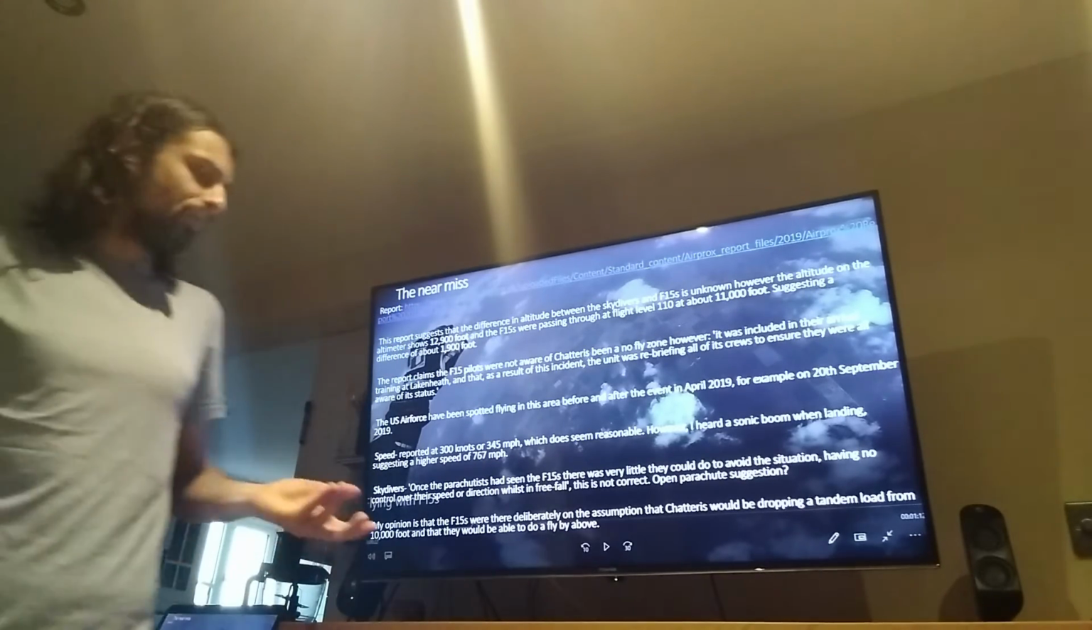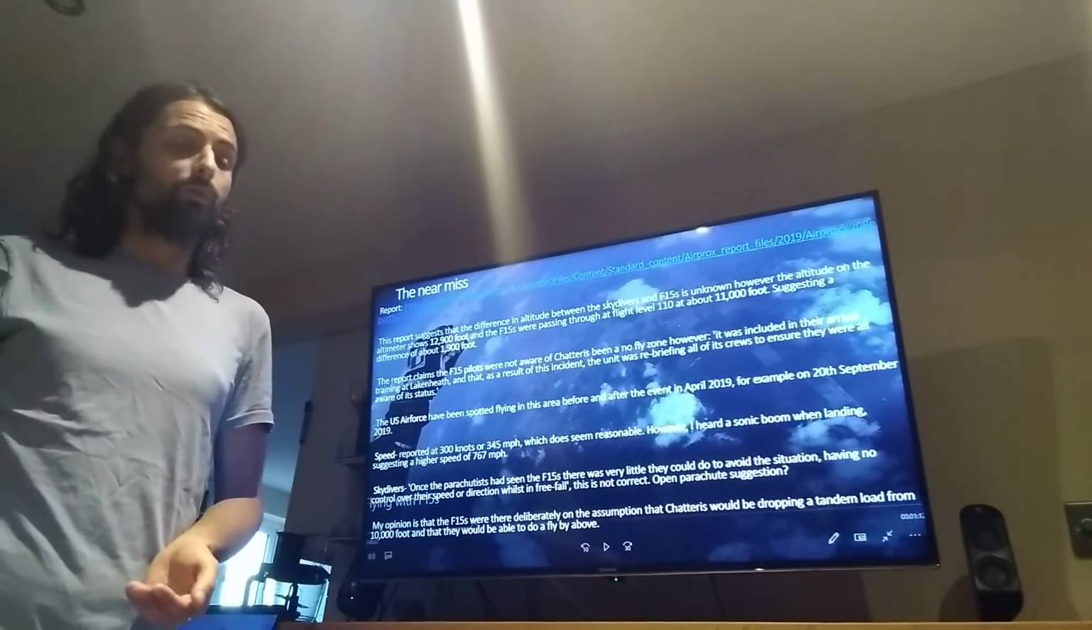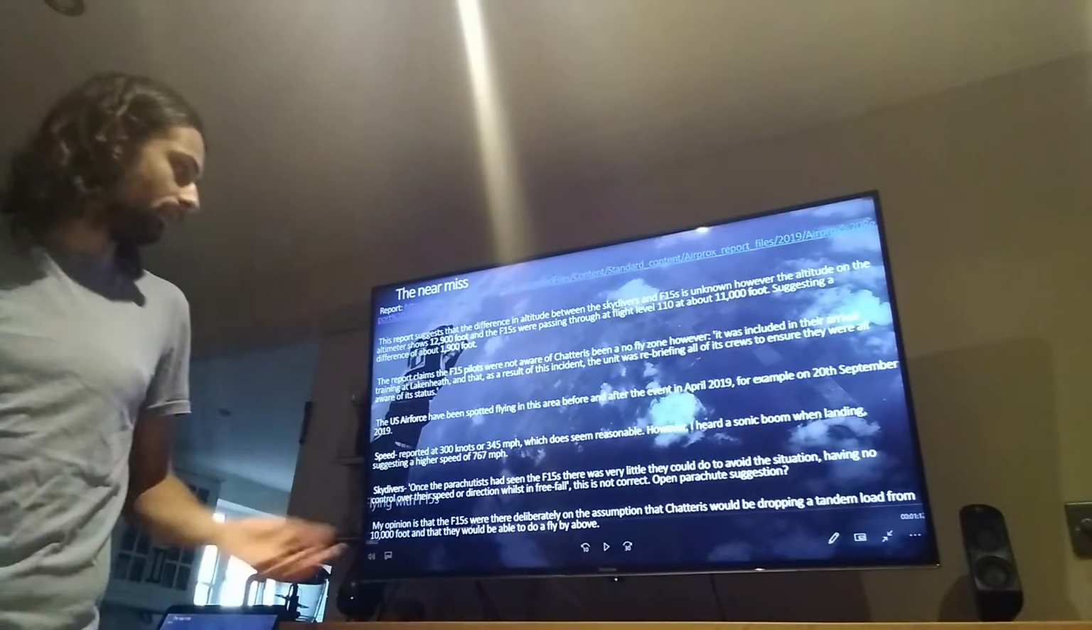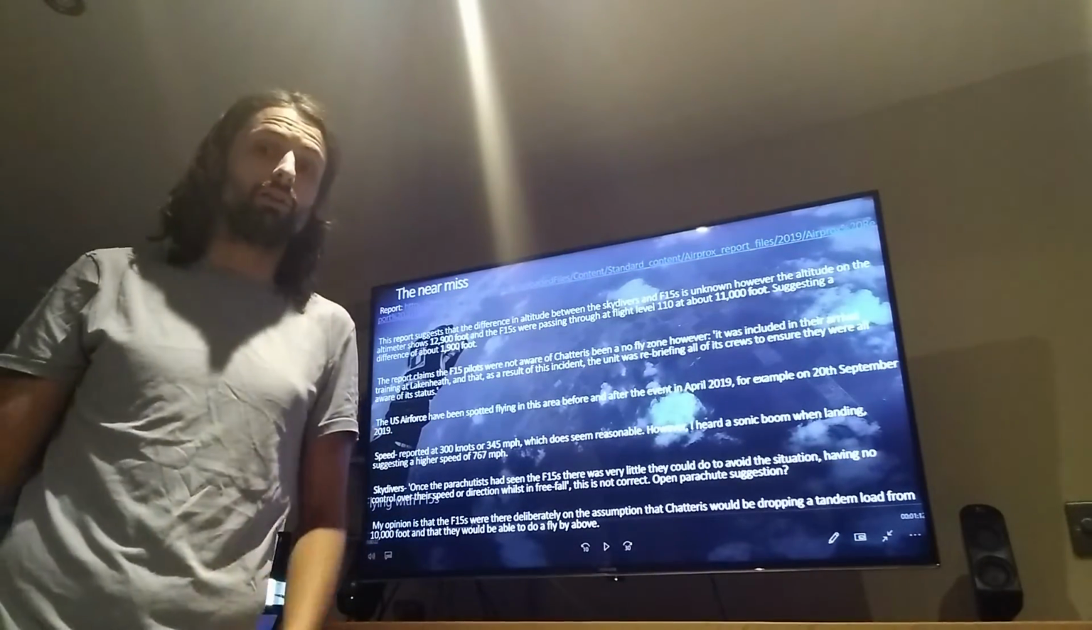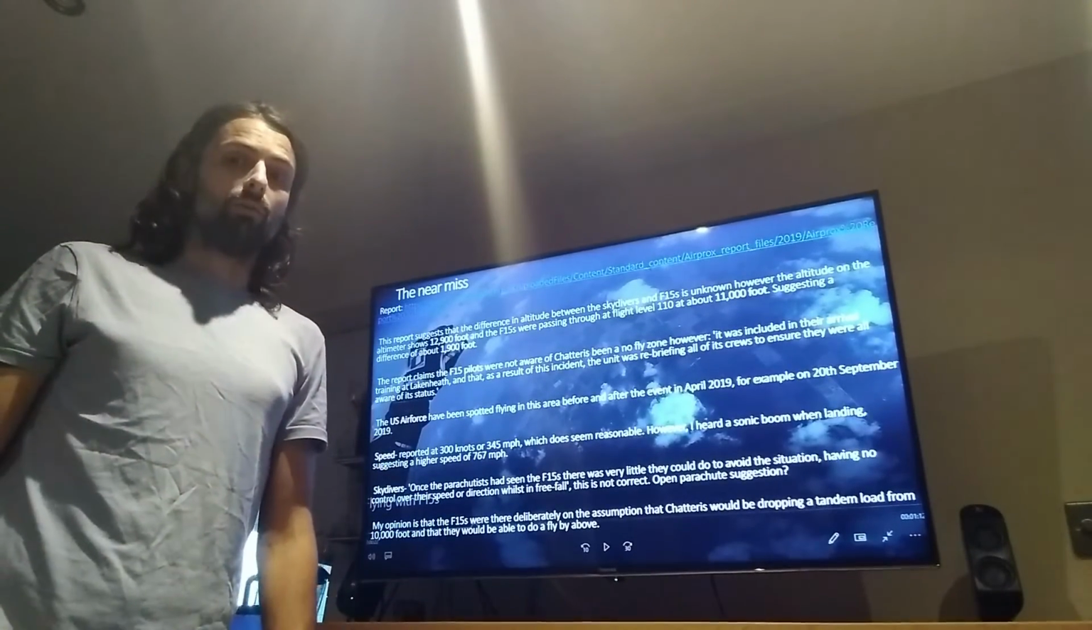With the speed 345, maybe that's what they were doing over the airfield, but I think afterwards they must have sped up, because I heard a sonic boom when I was landing, so that would suggest that they broke the sound barrier at some point.